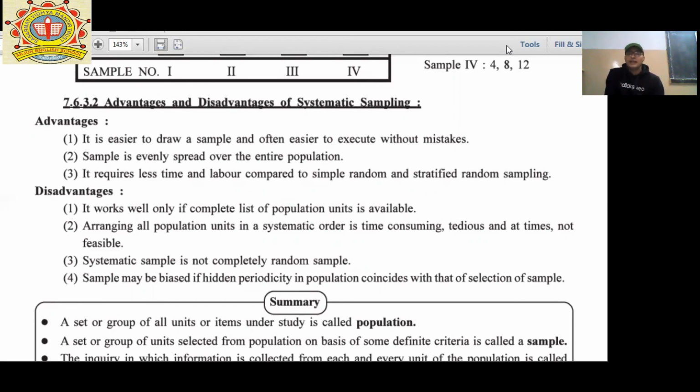It means every time this method is not possible, but somewhere you can use this type of method, because we have to arrange the units in time. It is time consuming, tedious, and not feasible at all.